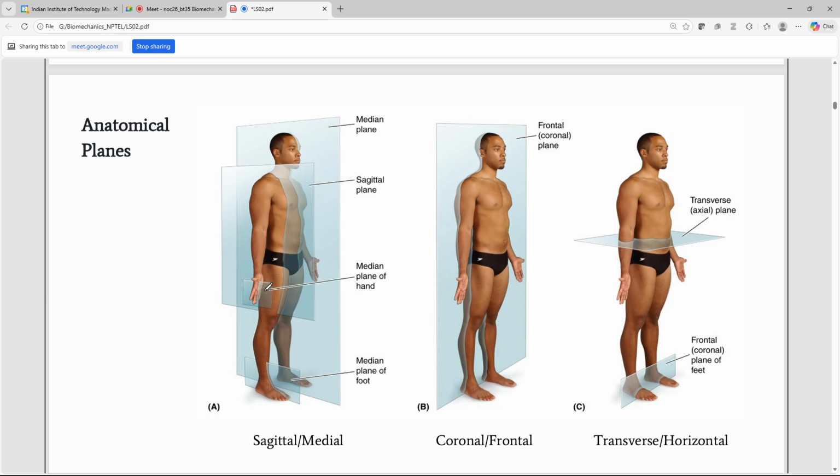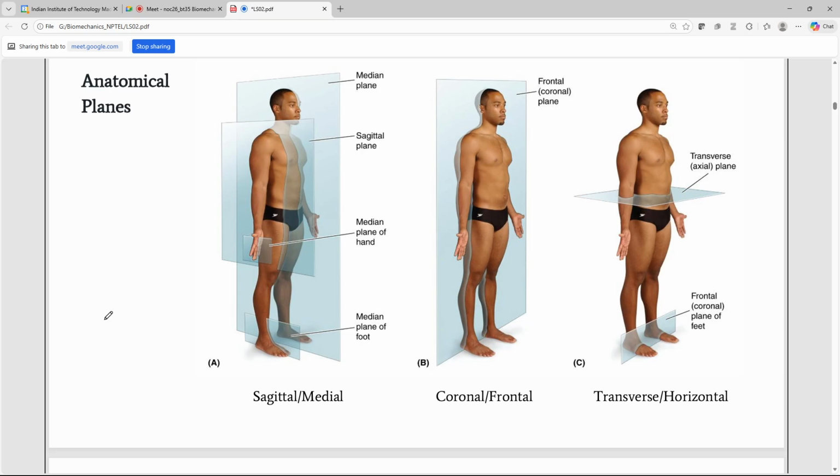Then anatomical planes. Anybody who has seen a CT scan report or image, or even X-rays, would have seen the words sagittal, coronal, or transverse. Even when the doctor asks you to do some scans or X-rays, the prescription itself will say which view they want. So these are three views: sagittal, coronal, transverse.